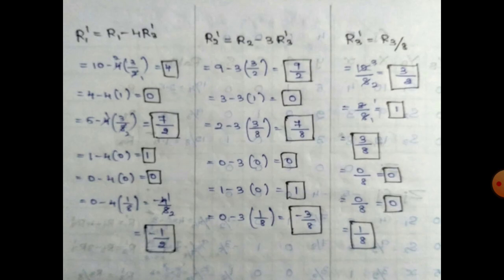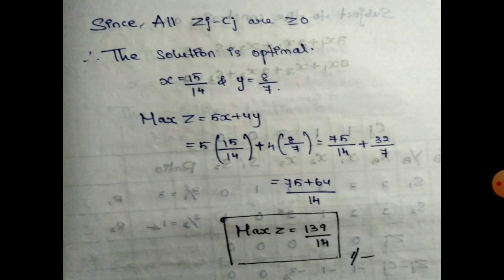So now ZJ minus CJ you have to calculate. 5 minus 5 is 0. 4 minus 4 is 0. 17 by 28 minus 0 is 17 by 28. 0 minus 0 you have to keep as 0. 9 by 28 minus 0 is 9 by 28. Now ZJ minus CJ values are positive. So ZJ minus CJ are greater than or equal to 0. Therefore the solution is optimal. Since all ZJ minus CJ are greater than or equal to 0, the solution is optimal.